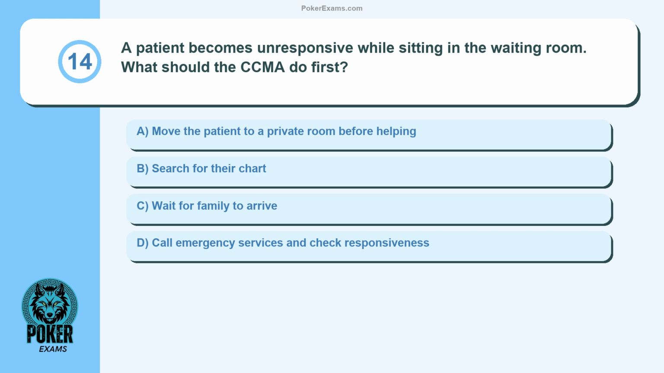Question 14. A patient becomes unresponsive while sitting in the waiting room. What should the CCMA do first? Move the patient to a private room before helping. Search for their chart. Wait for family to arrive. Call emergency services and check responsiveness.